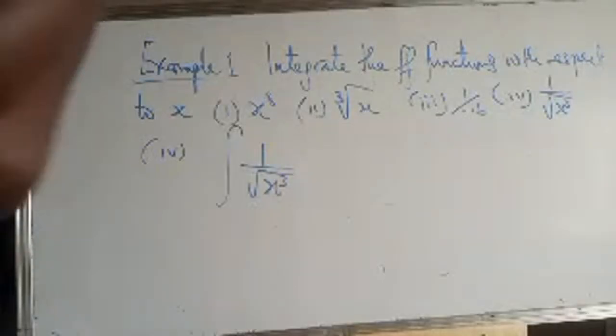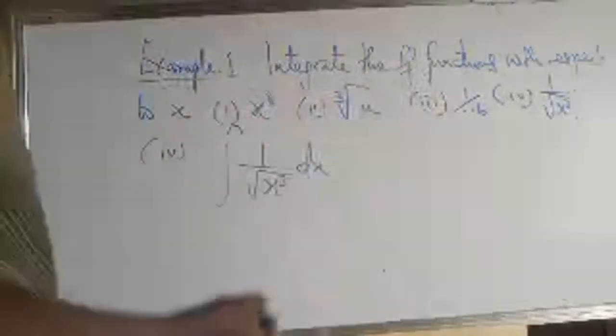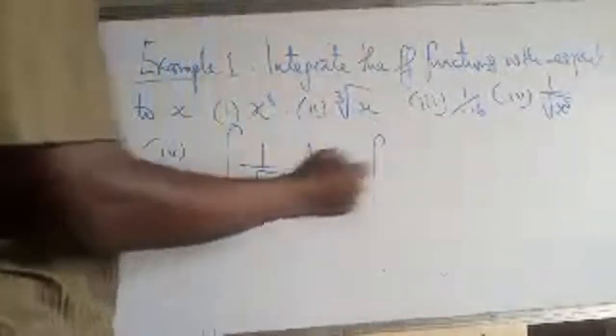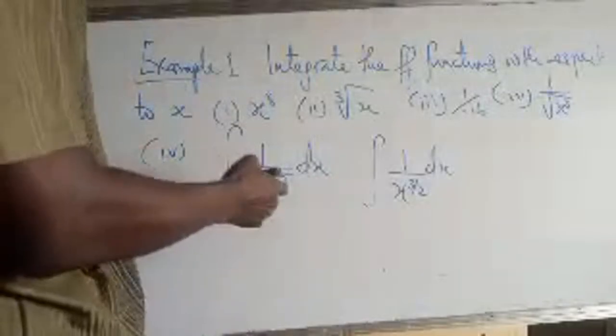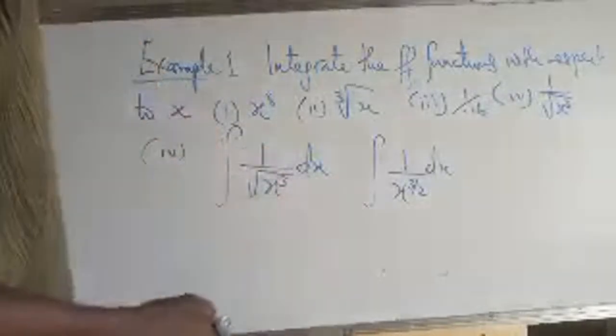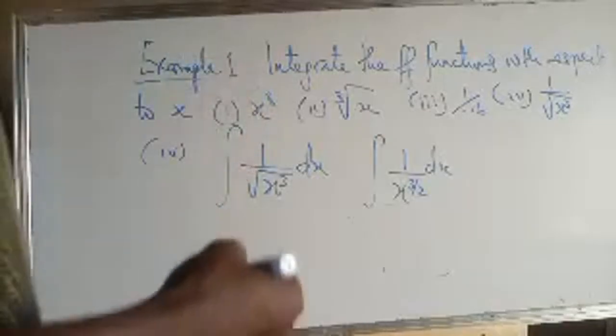Now, this is very simple. It's very related to the previous one we've solved. All you need to do is rewrite this. This one is like 1 all over x raised to power 3 over 2 dx. According to the law of indices, the square root comes as the denominator of the exponent. So you can now write this as x raised to power minus 3 over 2 dx.